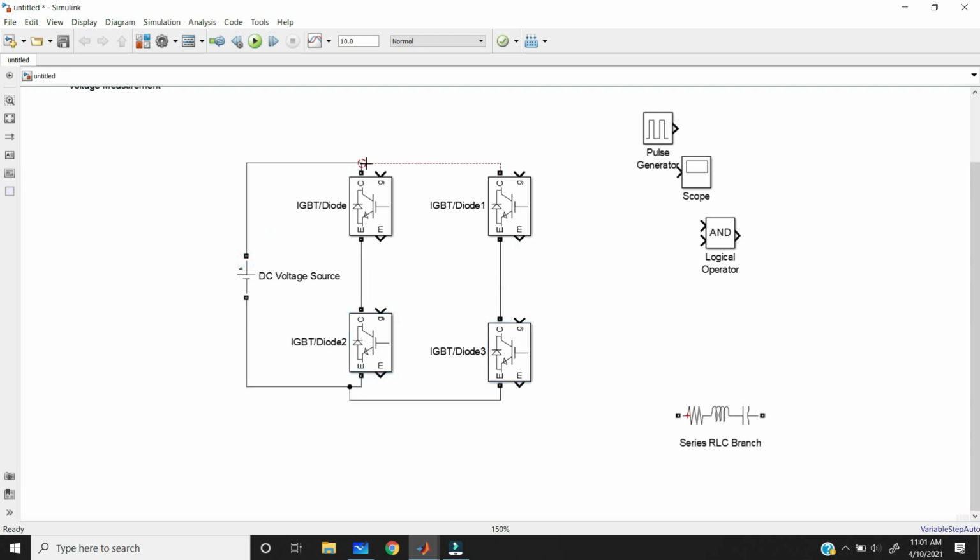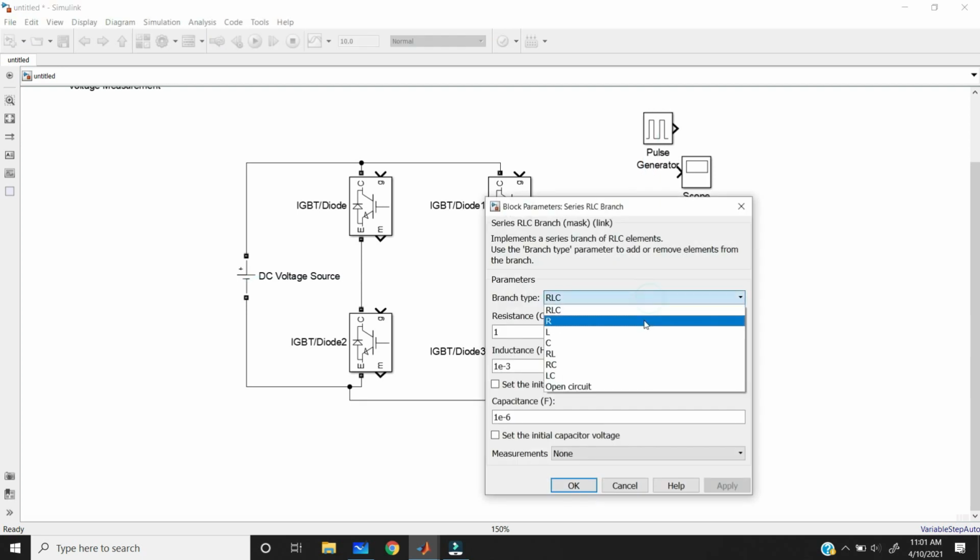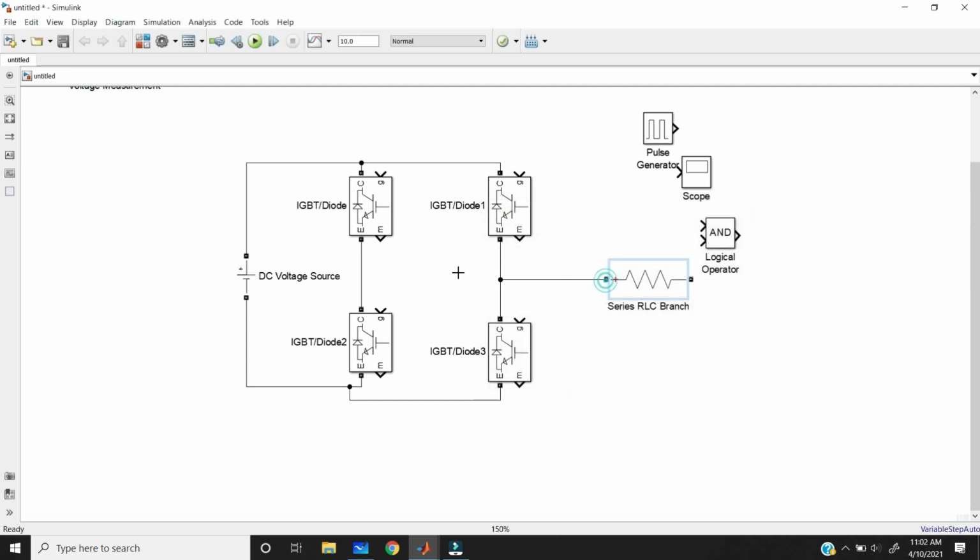Now connect the resistance load in between the 2 arms. This is the AC resistance load. Take only the resistance, and connect it in between the 2 legs, nothing but the 2 arms. That's it.